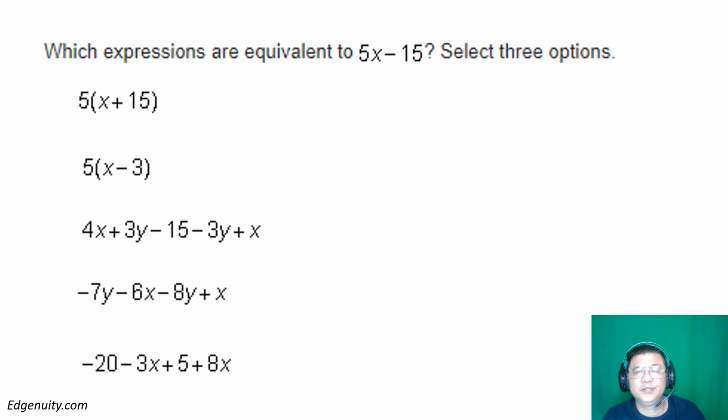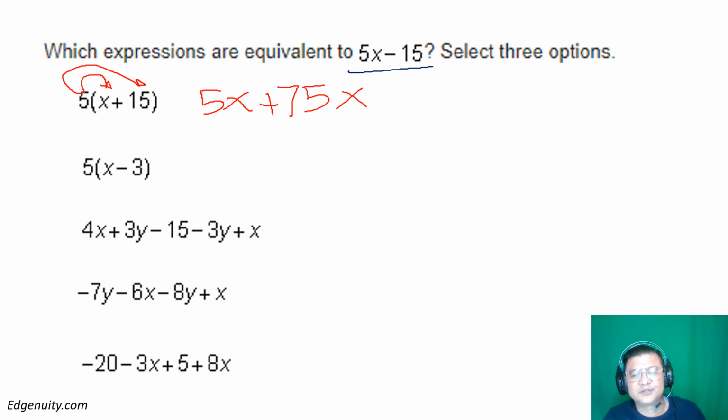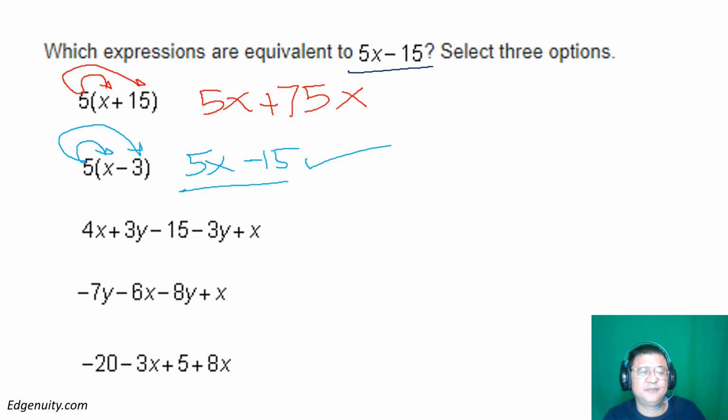All right, so we need to know which of the following is equal to this. So let's do it one at a time. 5 times x is 5x. 5 times 15 is 75. All right, are they the same? No. Next, let's try the second one. 5 times x is 5x. 5 times negative 3 is negative 15. Exactly the same. Awesome.